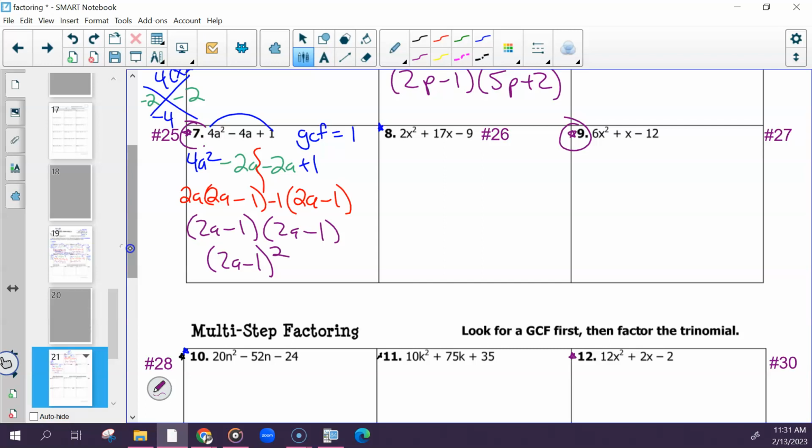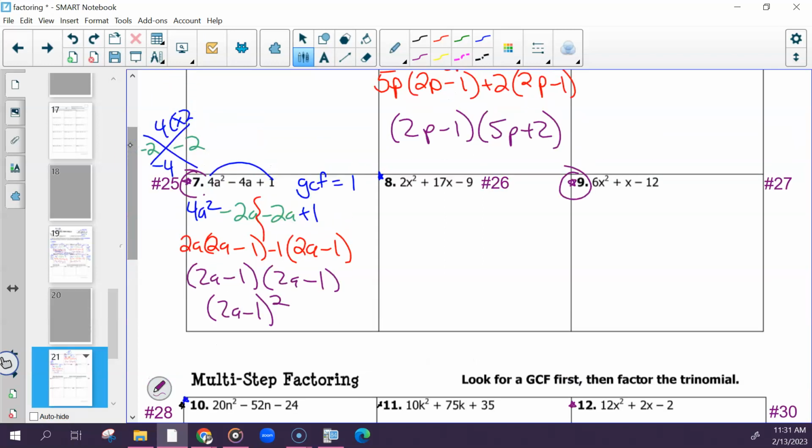Alright, questions on that one? Yes. We had negative 2 twice. So from our factors, that's where that comes from. Right. And then number 9.